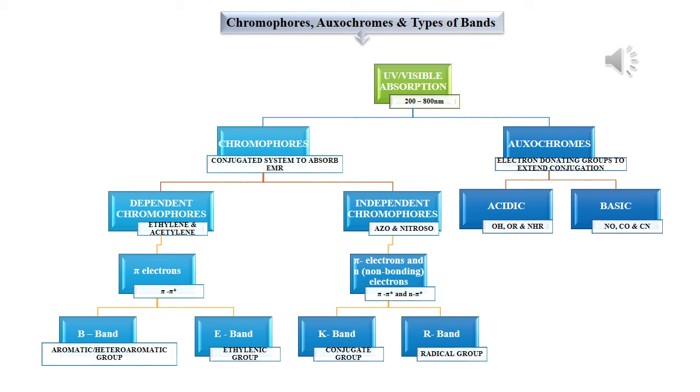Next we'll see the types of oxochromes. There are two types, acidic and basic. Examples of the first are OH, OR and NHR. They are electron donating groups and will be active in acidic solution. The next are basic, nitrous oxide, carbon monoxide and CN. Nitriles will be active, donating electrons, in basic solutions. So they are of two types, acidic and basic oxochromes. So these are the types of chromophores and oxochromes, their roles, and the types of bands.